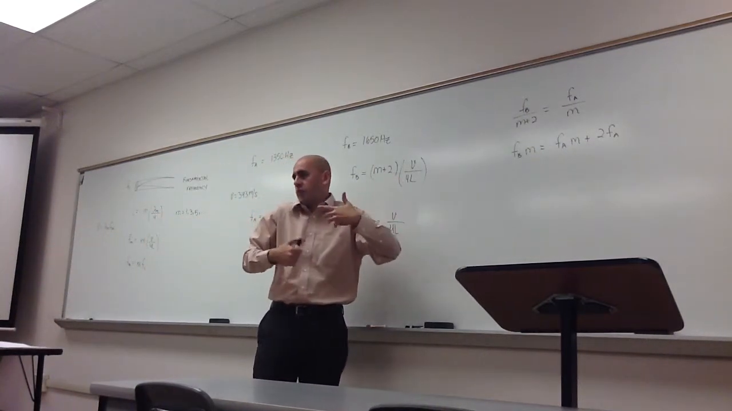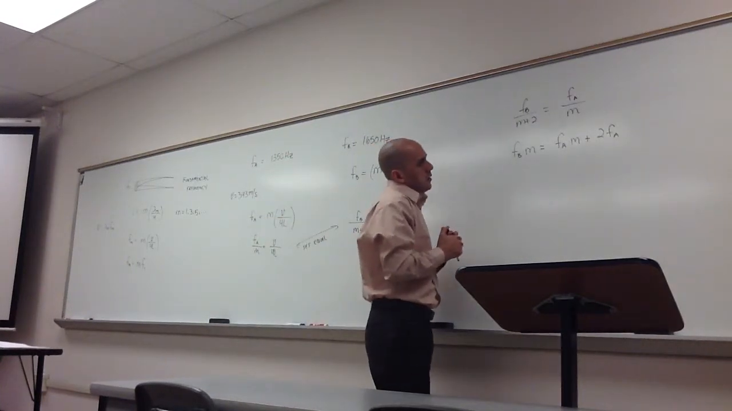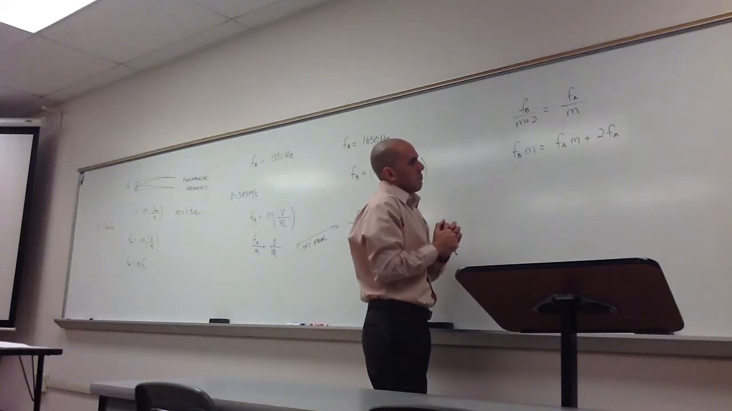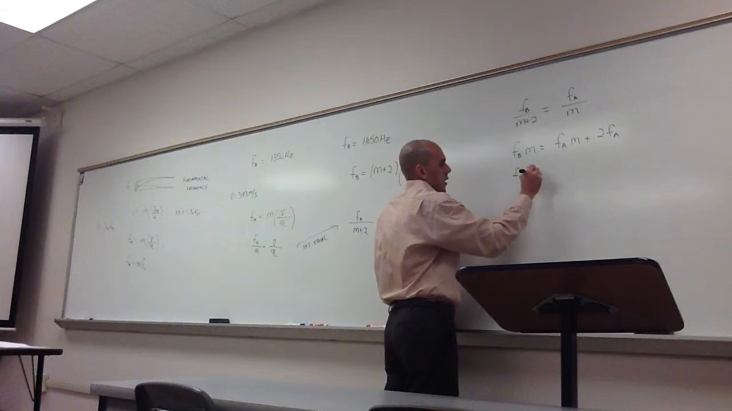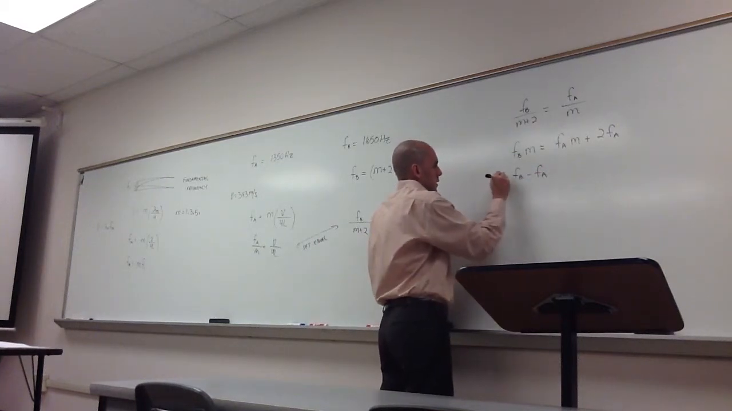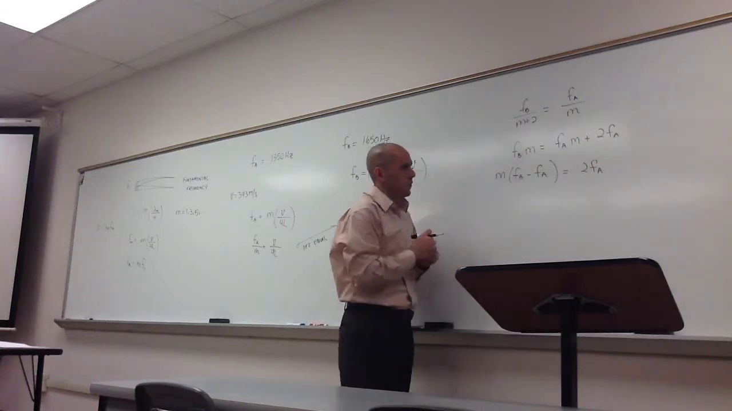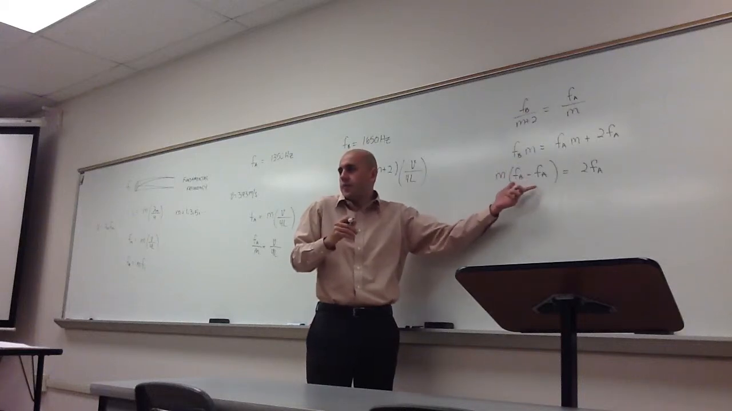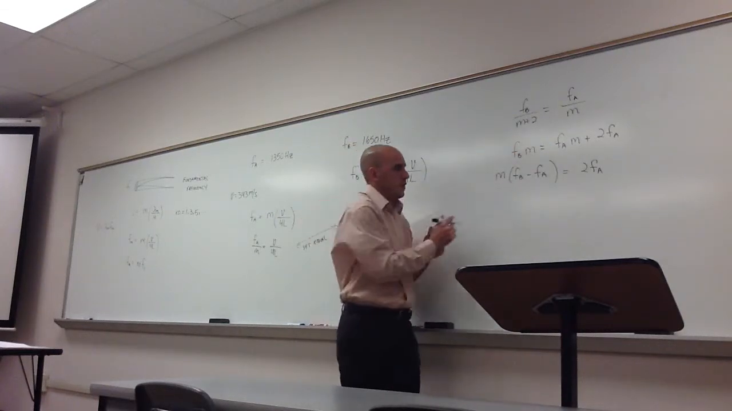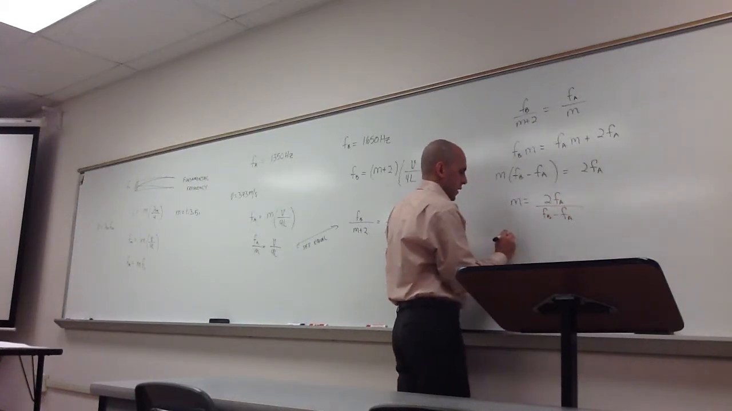I think if you go through all the homework, you'll get the practice you need. But at this stage now, we've got everything in here, right, except for the M. So you've got FB minus FA times M is equal to 2FA. Those are just numbers. You could have had them up here if you wanted to, but I'll just leave it like this with the variables. You've got M equals 2FA over FB minus FA.